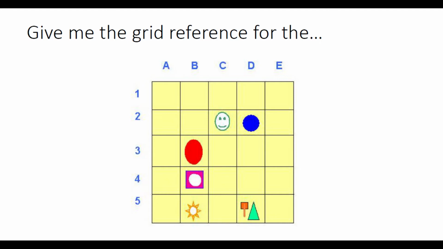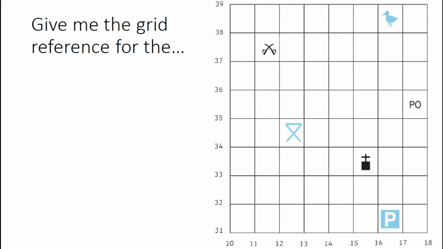Can you tell me the grid reference of the sun? Along to B and down to 5. Well done. Now can you give me the grid reference of the parking? You're right. Along to 16 and up to 31.